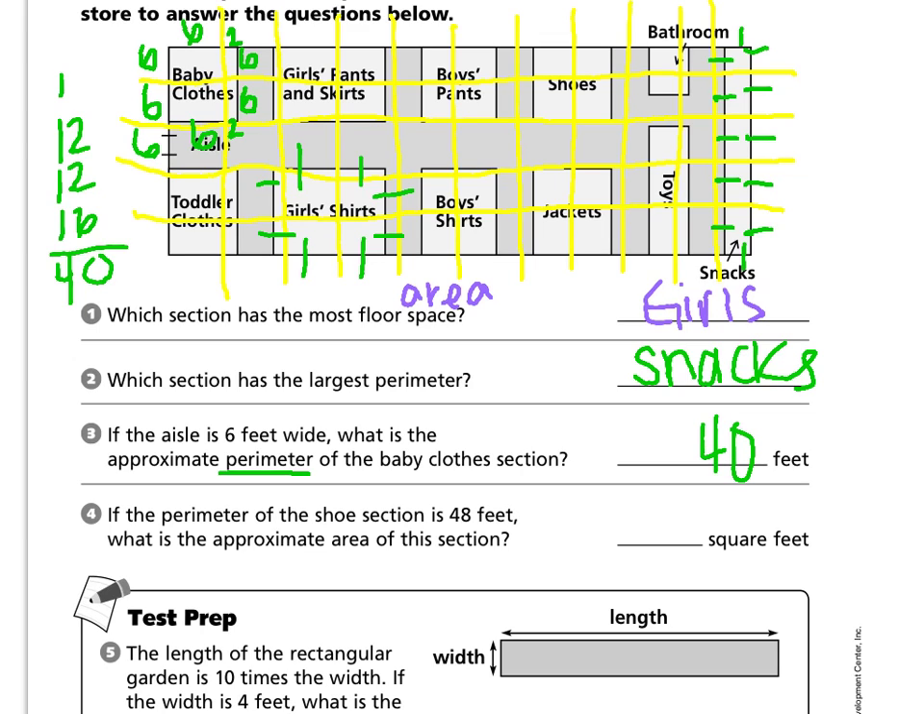If the perimeter of the shoe section is 48 feet, what is the approximate area of this section? When looking at the shoe section, you know that it's a four-sided figure and it looks to be a square. So you want to find something that has 4 equal sides that equals 48. And I know that 4 times 12 equals 48. So if I put the 12s in there, I'm going to be able to find the area. Area, you multiply length times width, so 12 times 12 is going to be 144 square feet.